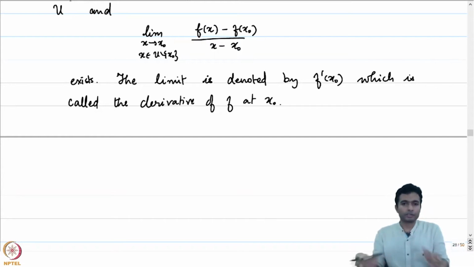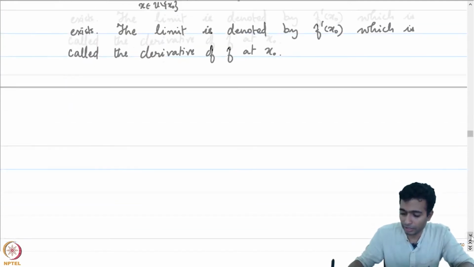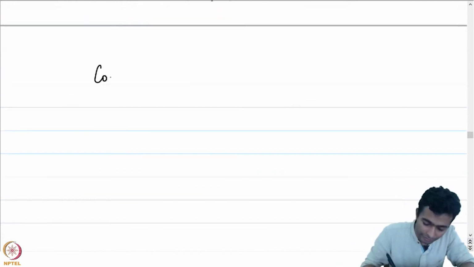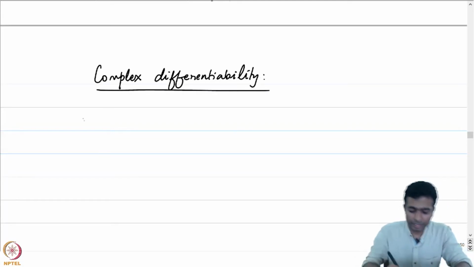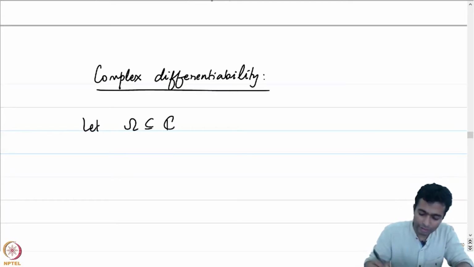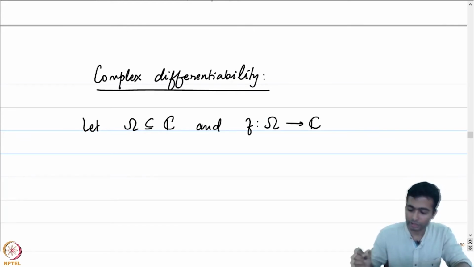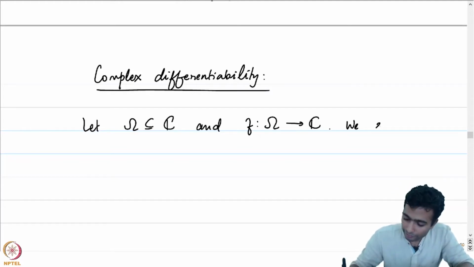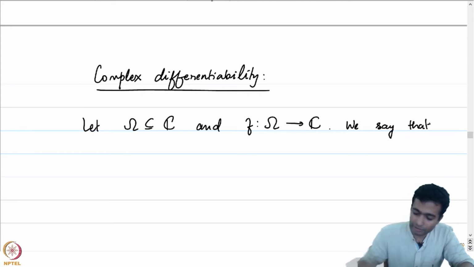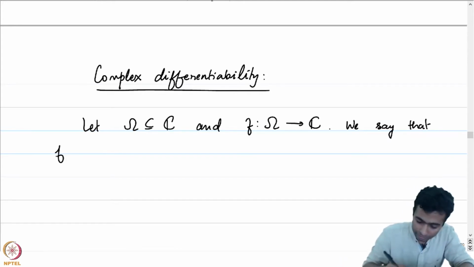Let us somehow mimic this definition. Let us adapt this definition to the complex variable setting. We are going to be defining complex differentiability very similarly. So, complex differentiability. Let omega be a subset of C and f be a map from omega into C. Let us consider a complex valued function on omega. We say that f is complex differentiable. I am going to adapt the definition verbatim, in fact, by making the relevant changes.